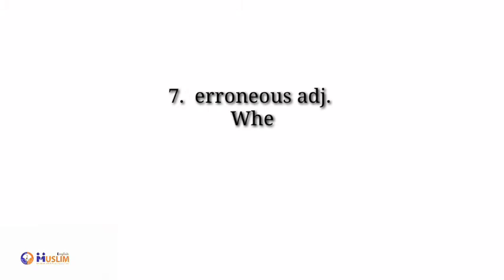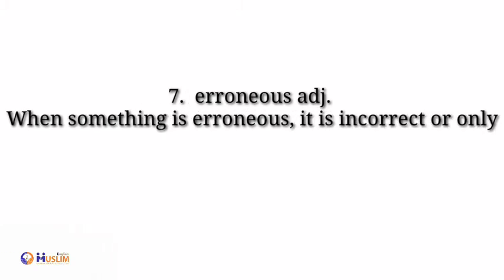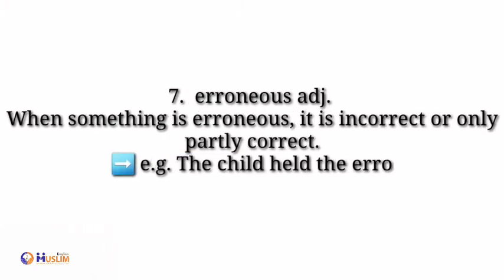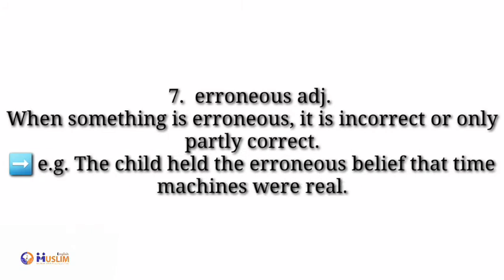Number 7. Erroneous. Adjective. When something is erroneous, it is incorrect or only partly correct. Example: the child held the erroneous belief that time machines were real.